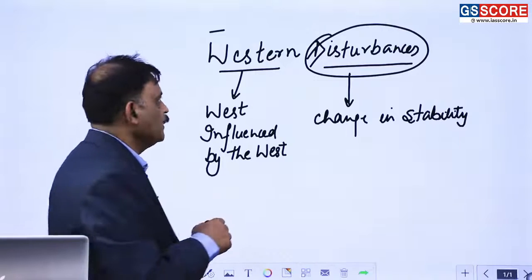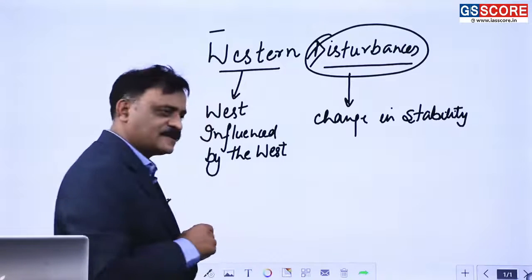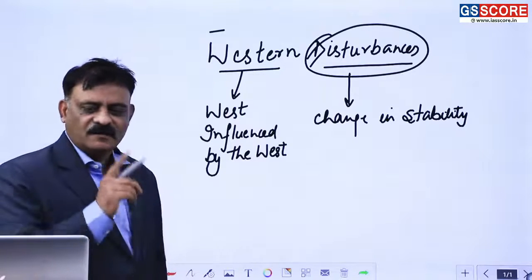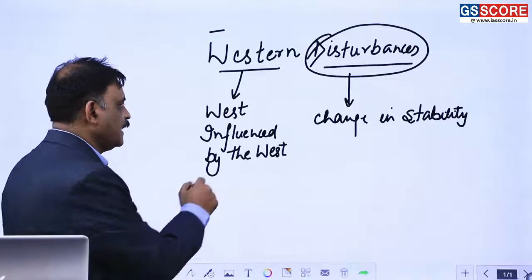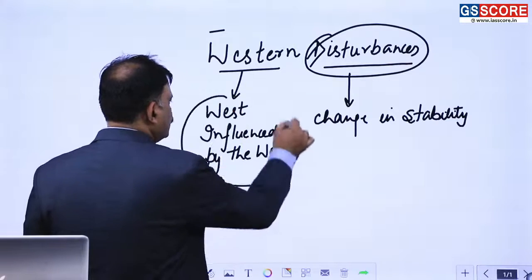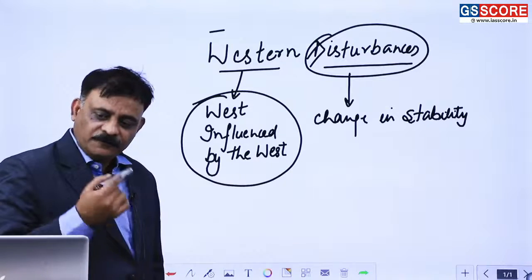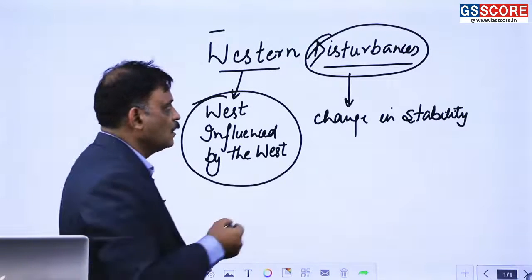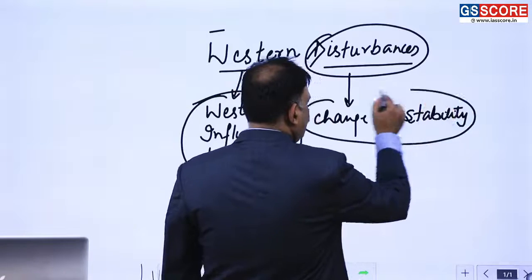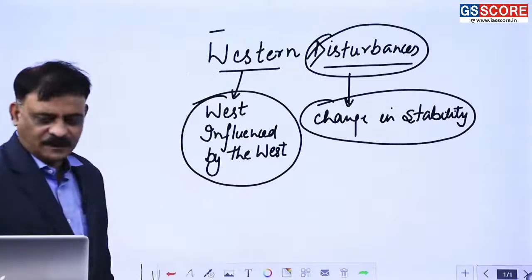So before going into the details of Western disturbances, let's try to understand the very basic, step one, level one understanding: that Western disturbances are something which is influenced by the west, and disturbance means something which is a change in stability.